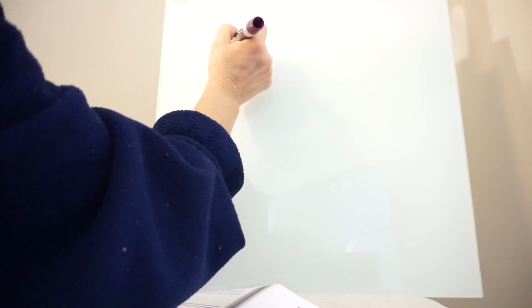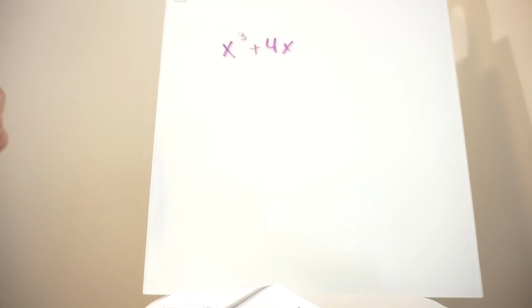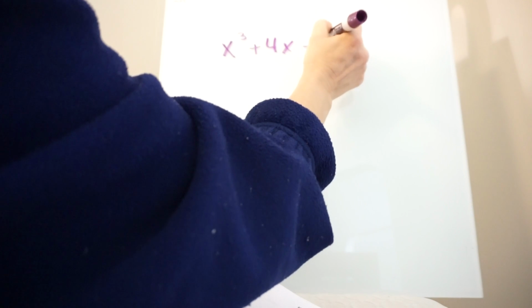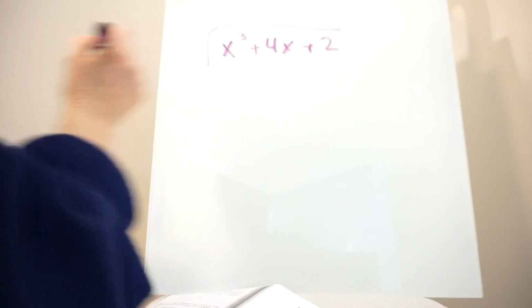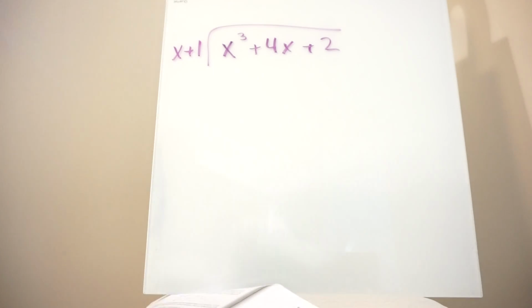We can do the same thing with polynomials. So if we have what they have here, we're going to divide the polynomial x cubed plus 4x plus 2, and we're going to divide it by x plus 1. But instead of doing our long division way, we're going to use synthetic division for this.